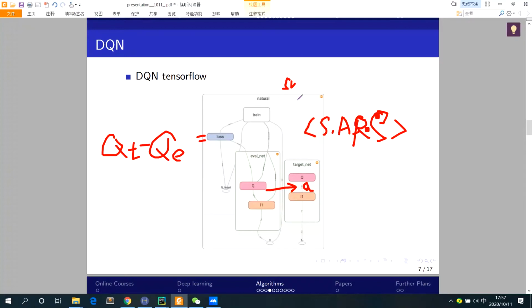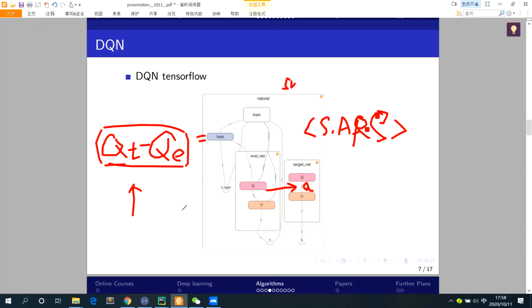Yes, we calculate the loss for the transitions. For transitions where this loss function is bigger, we will prioritize them, which means that if this loss function is bigger, the model can learn more from this sample. So we prioritize this sample, and that means we can learn faster than the previous natural DQN.